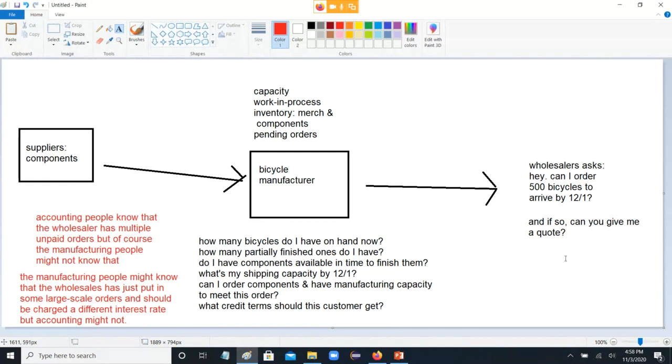Or the manufacturing gets all its gears in a row to make the order, and then accounting says, oh no, we can't give them credit for that because they have too much of an obligation with us already. So these are typical problems that used to happen if you would try to push through an order quickly, and that's why it took a long time. But with ERP, the orders get processed much, much faster.